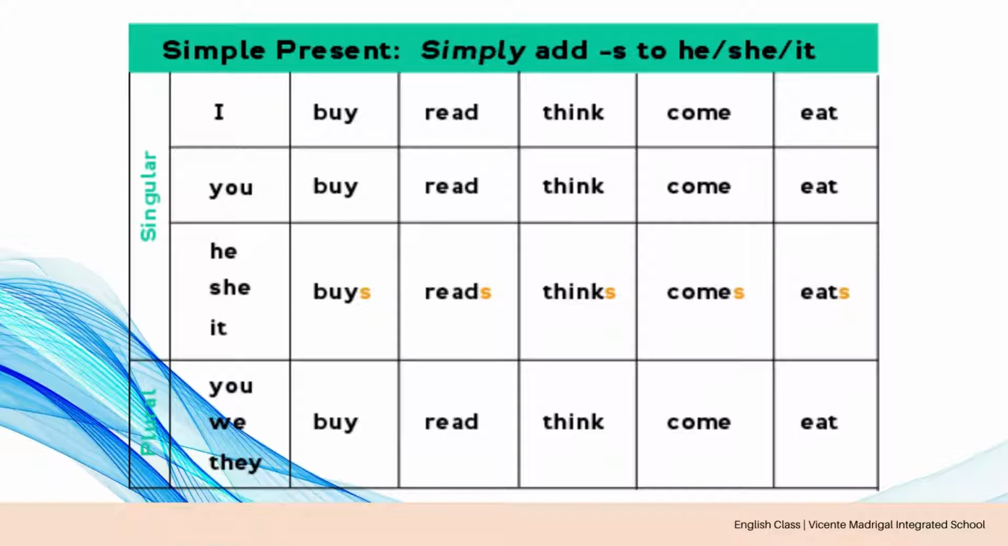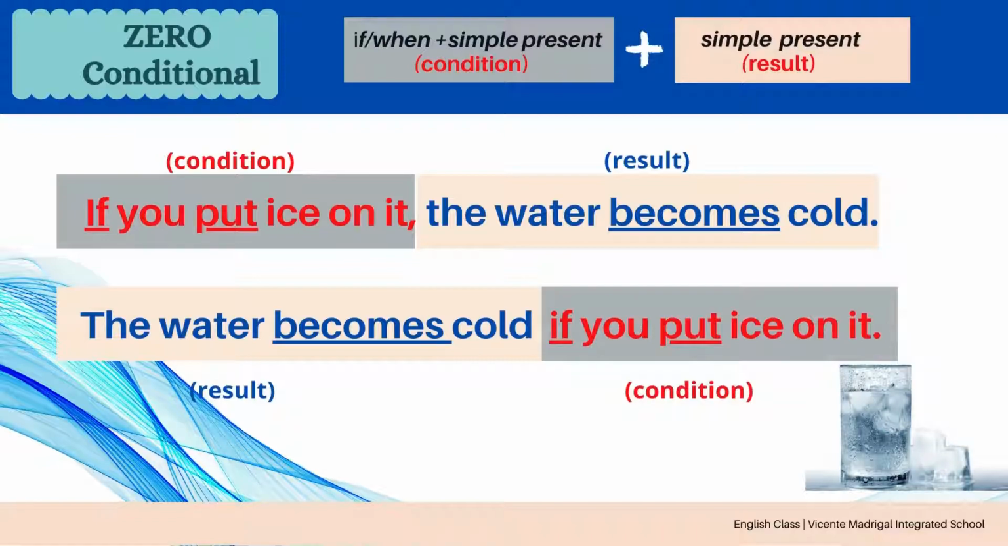For plural pronouns, we have we and they. We use the base form of the verb without s to form its simple present. We and they buy, read, think, come, and eat. Again, for singular subjects, we add s or es to the end of the verb to form its simple present. For plural subjects, we just use the base form of the verb. I hope you got it. Now, let us have an example for zero conditional. Try to analyze the meaning and the structure of the example sentence.